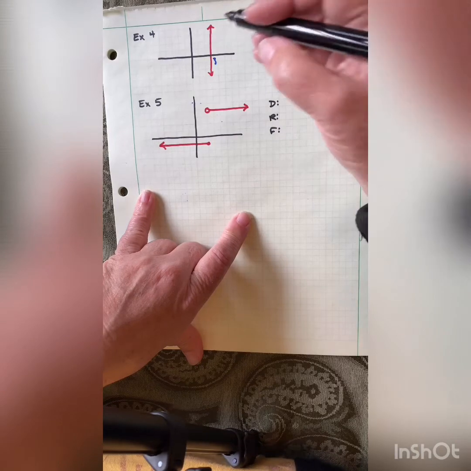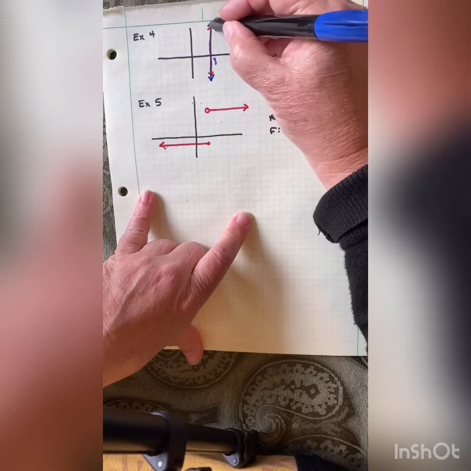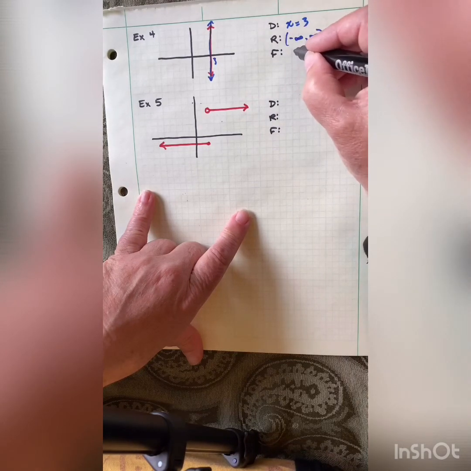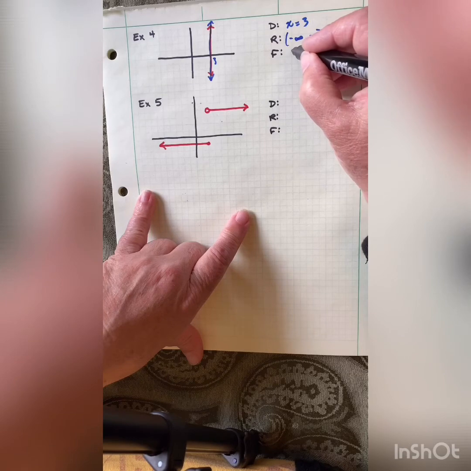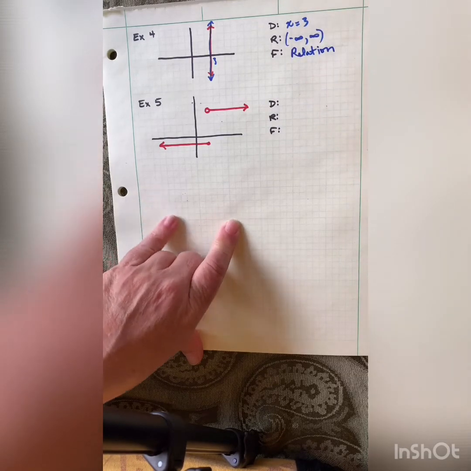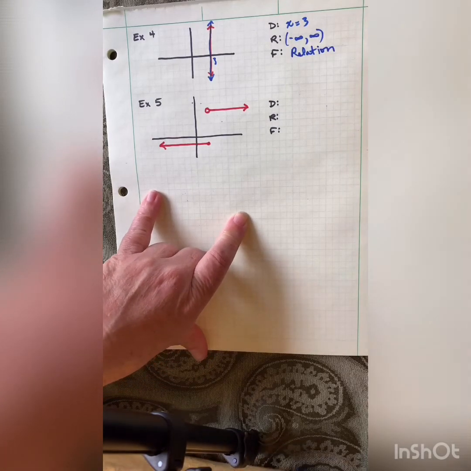Is it a function? If I do my vertical line test right there, it is touching in more than one place. It's touching all over the place. So this is not a function. It is a relation. If it touches in more than one place, it is a relation.